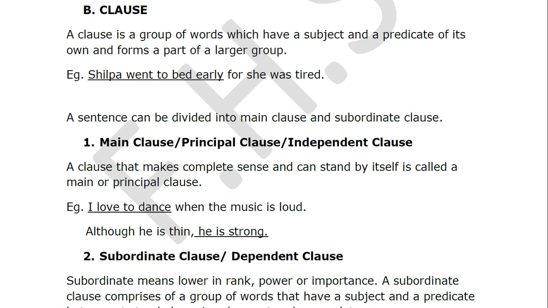Now, a sentence can be divided into main clause and subordinate clause. So, let's see what is a main clause and what is a subordinate clause. Now, main clause is also called a principal clause or an independent clause. Why is it called an independent or the main clause? You should know principal very well. A principal is the head, correct? He is the main or the important person in the school, correct? So, that's the same way with this clause.